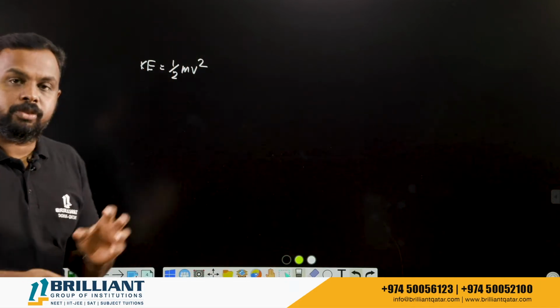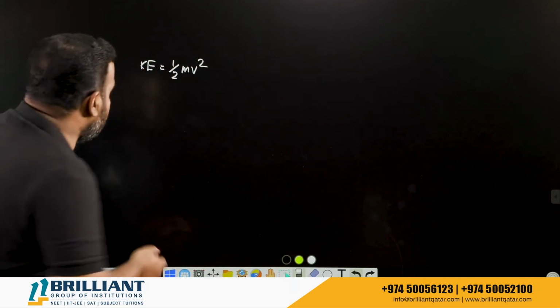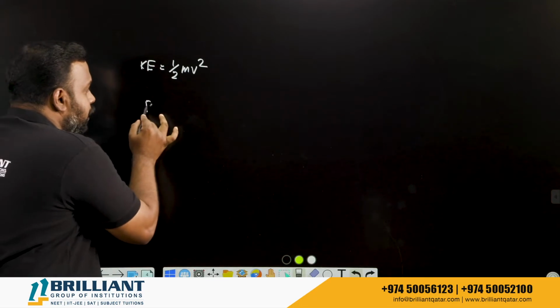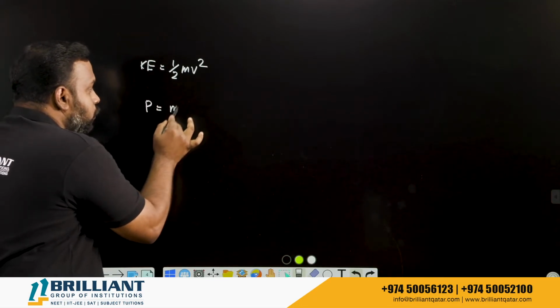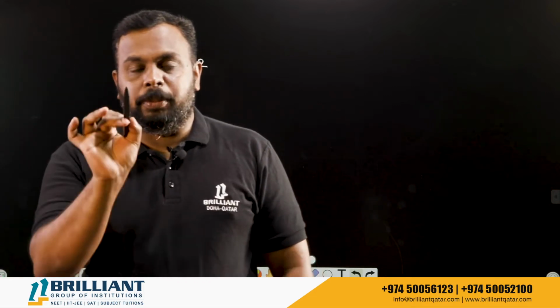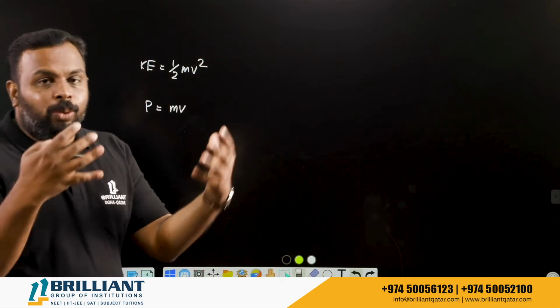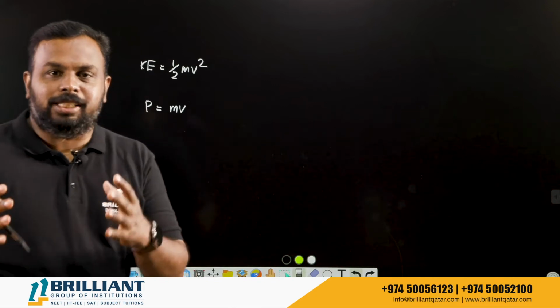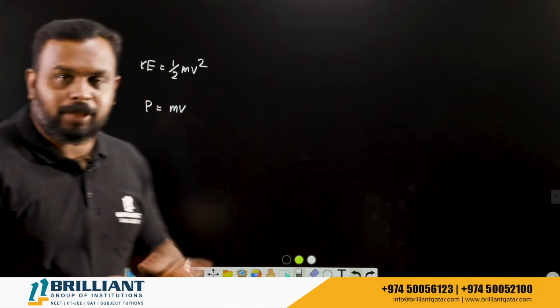And what is the equation for linear momentum? Linear momentum is a product of mass and velocity. It is denoted by the letter p, right? So p is equal to what? m into v. Kinetic energy is half mv square. Linear momentum is mv. Now, how can you relate these two? What is the relation between kinetic energy and momentum? That you can easily find.